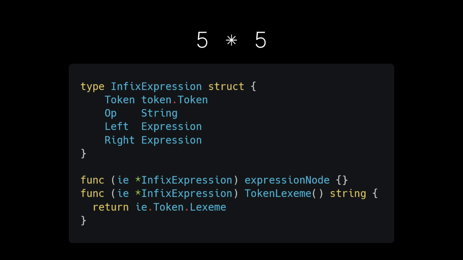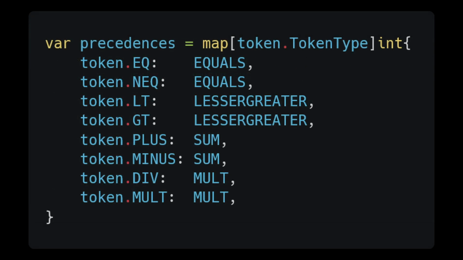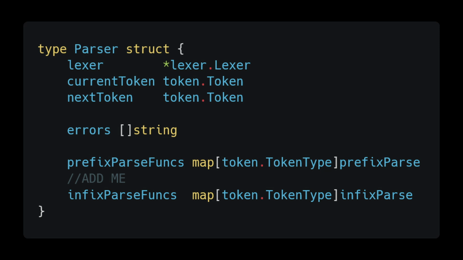Now going back to our parser file, in our parse expression method, we only have the capability to parse prefix expressions. In order to parse these infix expressions, the first thing that we need to do is associate tokens with a corresponding precedence level. We defined these precedence levels in the previous video. Next up, in the constructor, we need to create a map that is going to connect these tokens with a particular function, like we did with the prefix function.